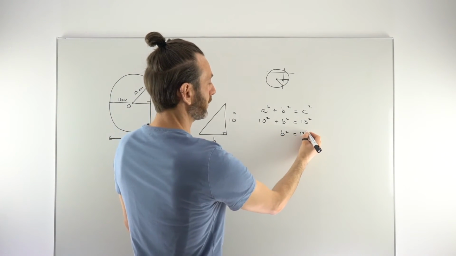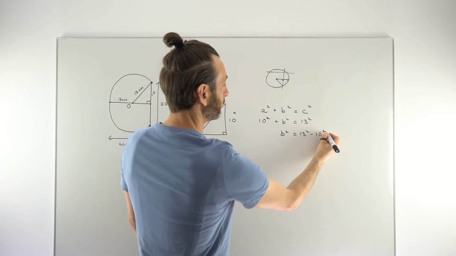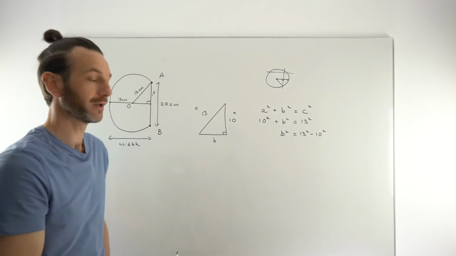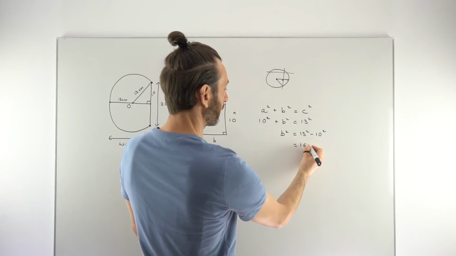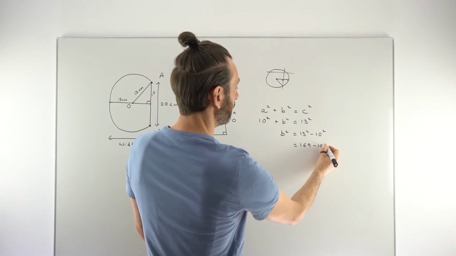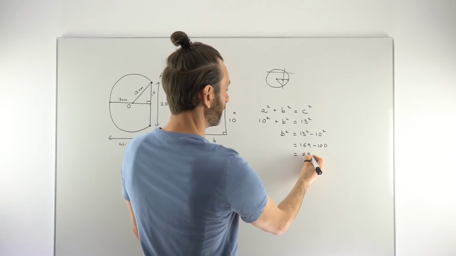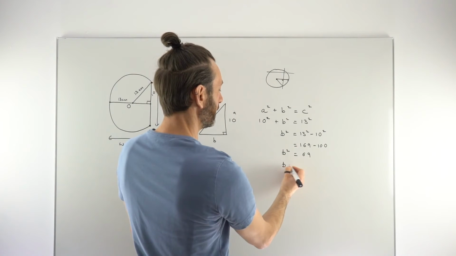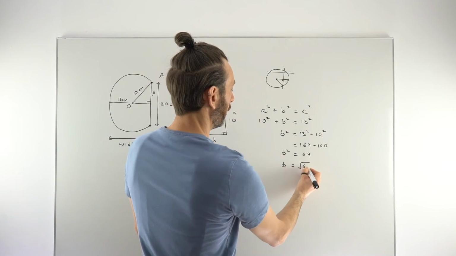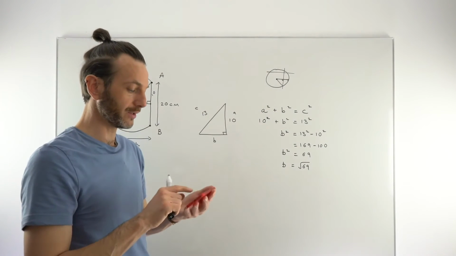So we can just take the 10 squared to the other side of the equation, which makes it a negative 10 squared. And then just starting to calculate the numbers. So 13 squared is 169. You can do that on the calculator if you wish. 10 squared is 100. 169 minus 100 is 69. That's still, remember, b squared at that point. So b is going to be the square root of 69. And just go ahead and put that into the calculator.